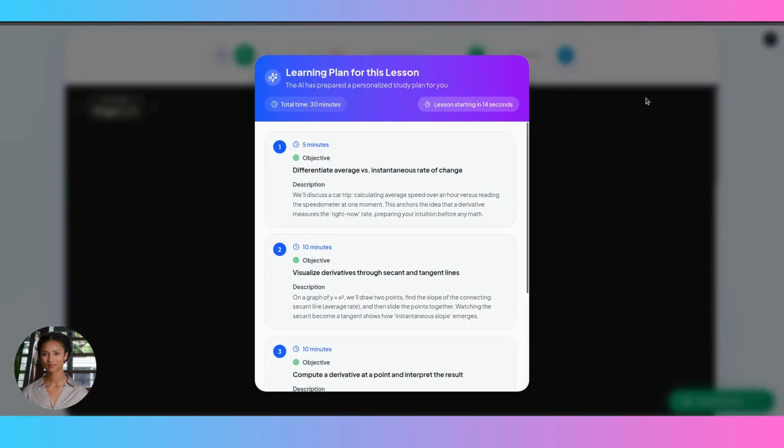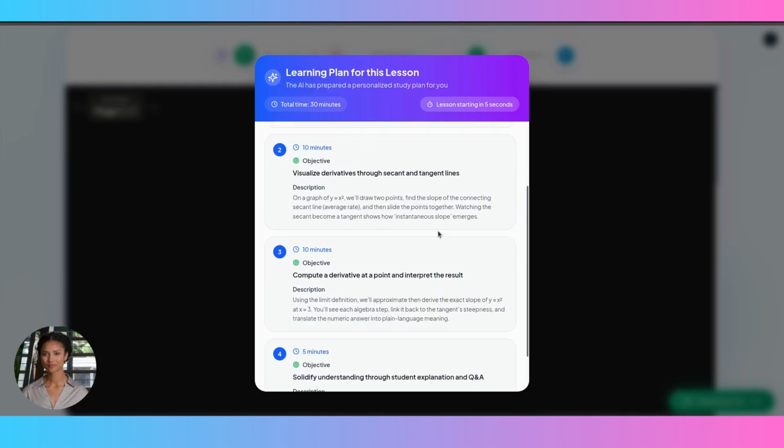Great, we'll connect everyday speed to slopes, visualize how a derivative appears on a graph, work a concrete example, then have you explain it back. Ready to dive in?